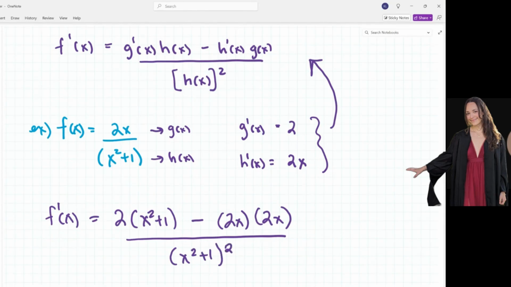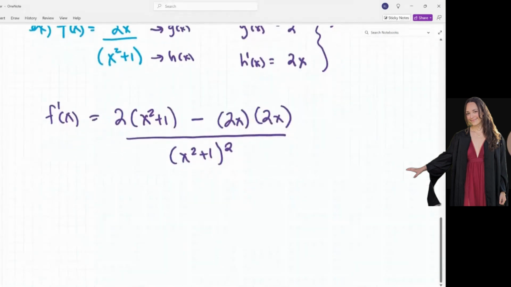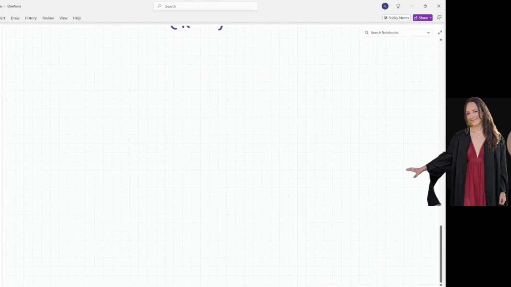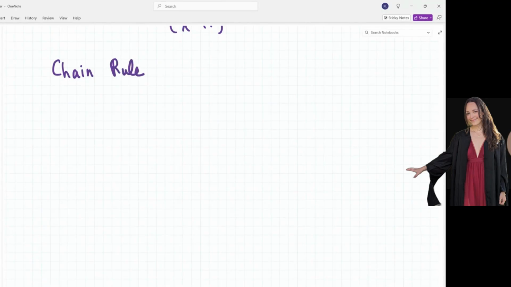So again, this can be further simplified, but for the sake of time, I will leave that as an exercise for all of you to practice your algebra. And the last rule we're going to cover today is chain rule. And chain rule is very important. It lets us find the derivative when we have composite functions.